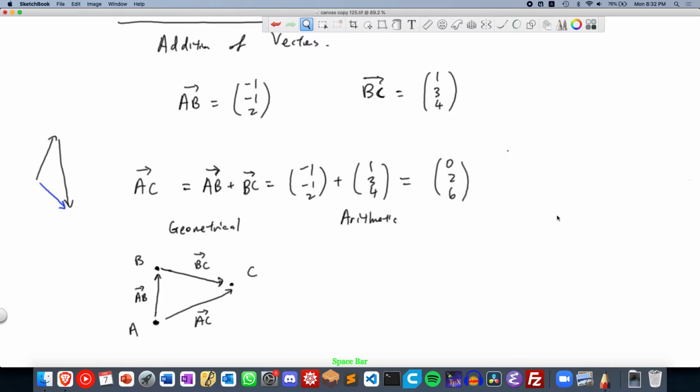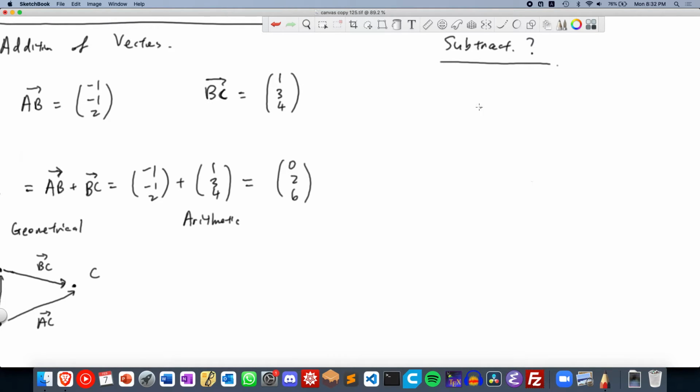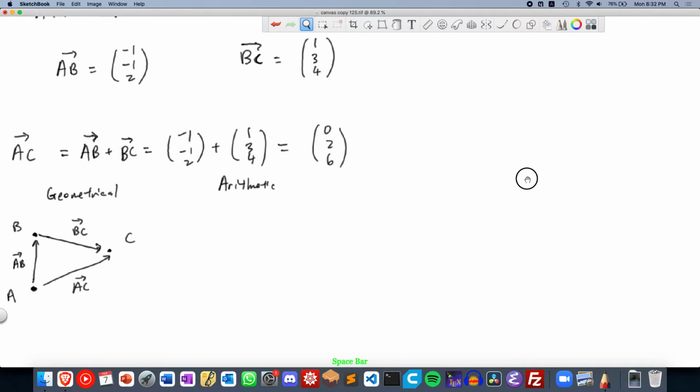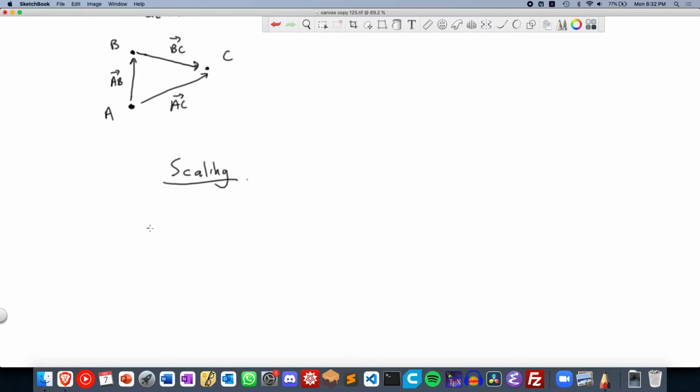So with addition, maybe you can ask, what if I subtract them? Can I subtract two vectors? And the answer is yes. And before we go on to subtracting vectors, let's talk about what it means to scale a vector. You'll see why later. So for example, let's say I have a vector OD, so it's from point O to D, O being the origin.